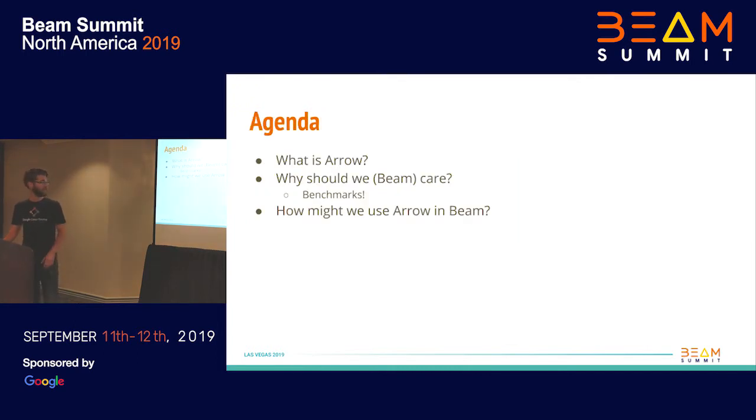So my agenda for today is, we're at the Beam Summit, so I'm going to assume that most people have some kind of working knowledge of Beam, so I'm sorry if that's not you. I'm going to jump first into an introduction to what Arrow is, since most people might not know a whole lot about it, or might just understand it at a high level. Then we're going to get into why we as the Beam community should care about using Arrow in our pipelines. I also have some benchmarks that I want to show you about the performance improvements that we might be able to get from that. And then I'll talk a little bit about how we might start to use Arrow in Beam in the future.